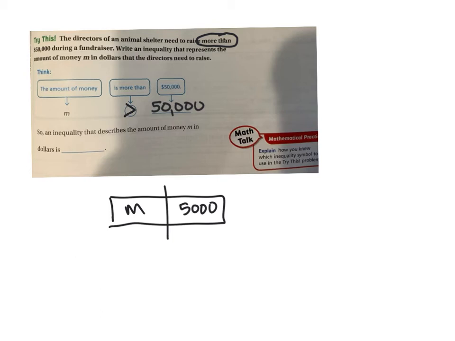And it doesn't say more than or equal to. It doesn't say at least, they need 50,000 or more. It just says it's got to be more than. So 50,001 would work. Even $50,000.50 would work. So whatever this is, though, it needs to be more than. So that is your inequality. M needs to be greater than $50,000.